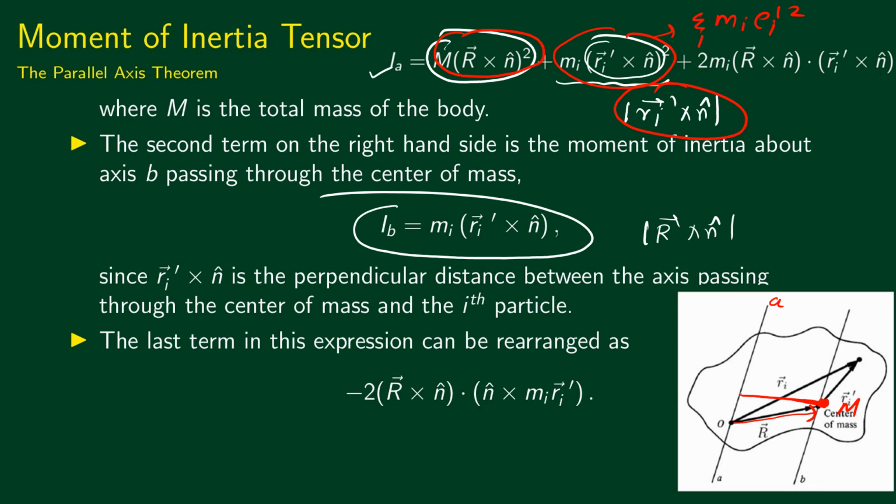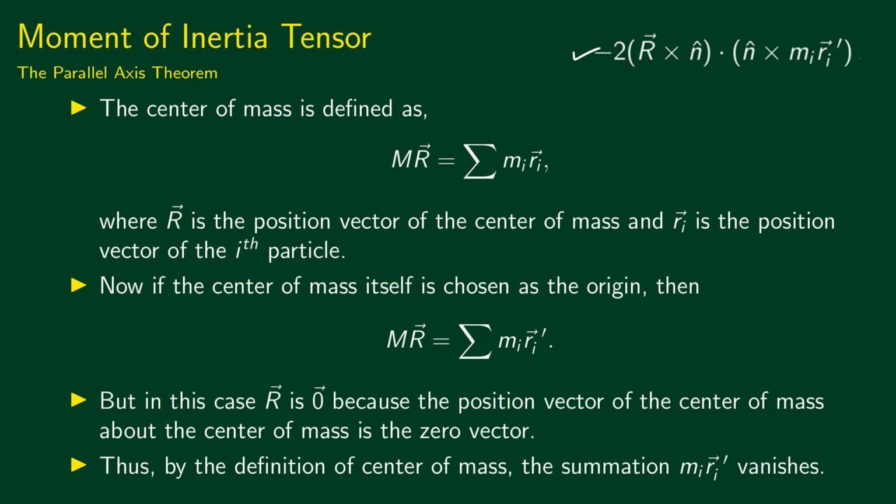Let's just rearrange this and write it as minus 2 (R vector cross n hat) dot (n hat cross mi Ri vector prime). I've just interchanged the order of the cross product here, that's why I have a minus sign here. And this mi, I've just written it inside here. Again, remember, there's a sum over i. This is the term we are looking at, and in here we have the sum over i of mi Ri vector prime.